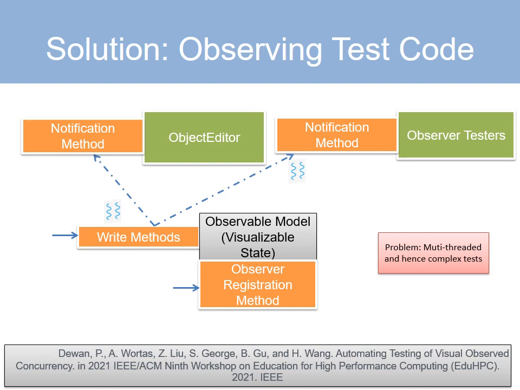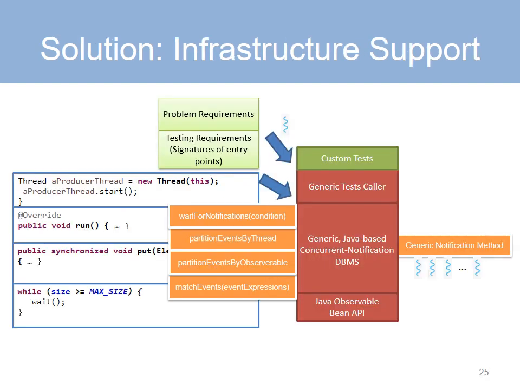Because it's being called each time the tested code invokes the write method. And multi-threaded code is complex. So this testing code becomes complex. Okay, this is what I did initially, and then I said, let's build some infrastructure to handle that.